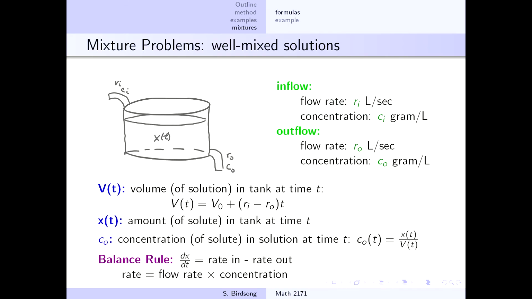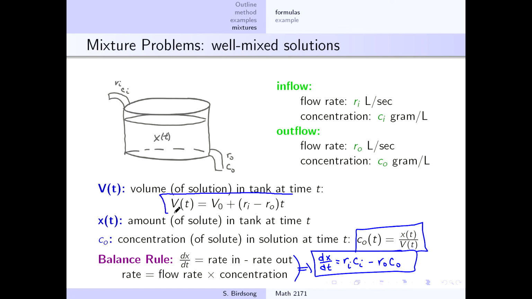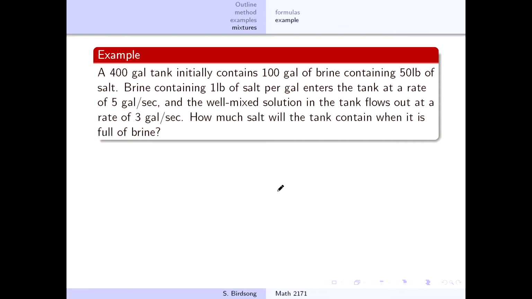So let me actually write this in symbol form. This is dx over dt equals rate in times concentration in minus rate out times concentration out. That's the formula you need to know. The other formulas you need to know are those two guys, okay? If you know those three formulas, you can get through any of these mixture problems, no worries. So let's actually look at an example.